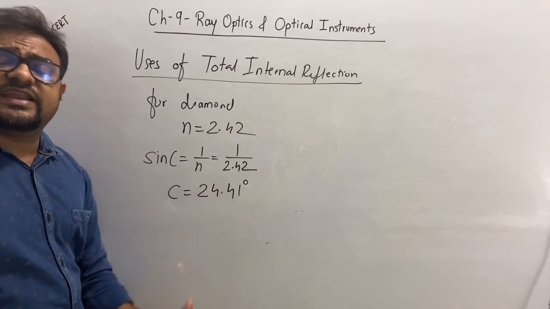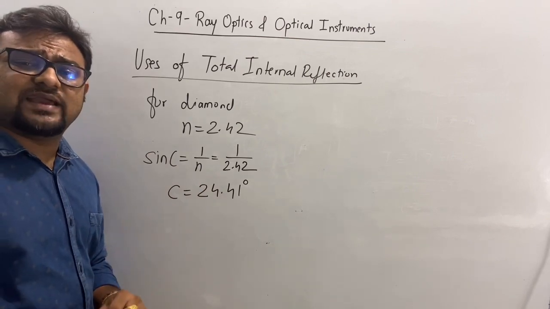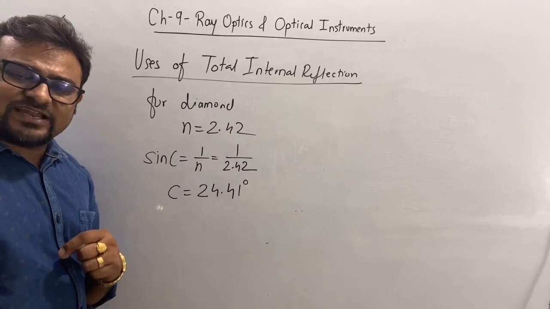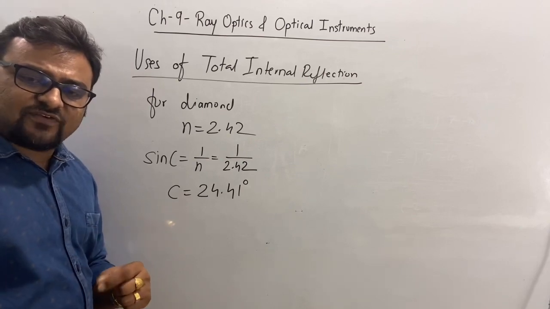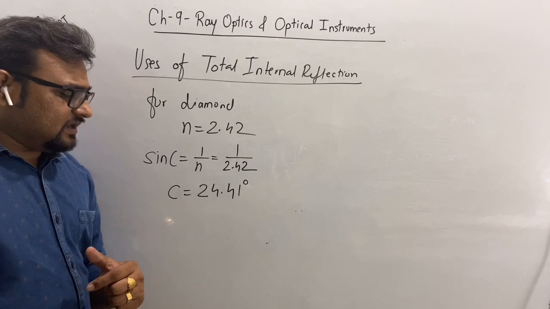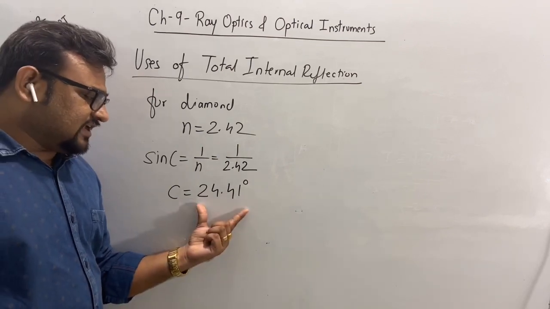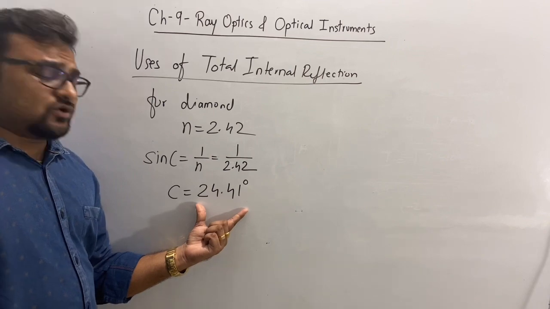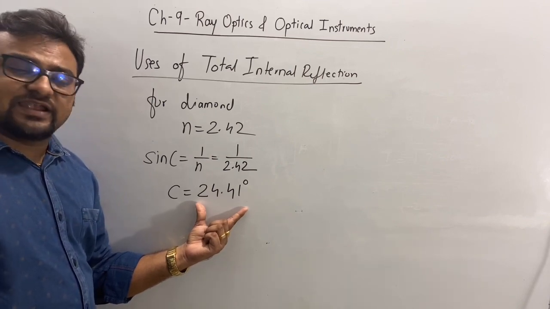Now this critical angle is very small. So whenever a ray of light is incident on the inner surface of the diamond, the angle will always be greater than the critical angle. So the ray of light will be totally reflected internally.